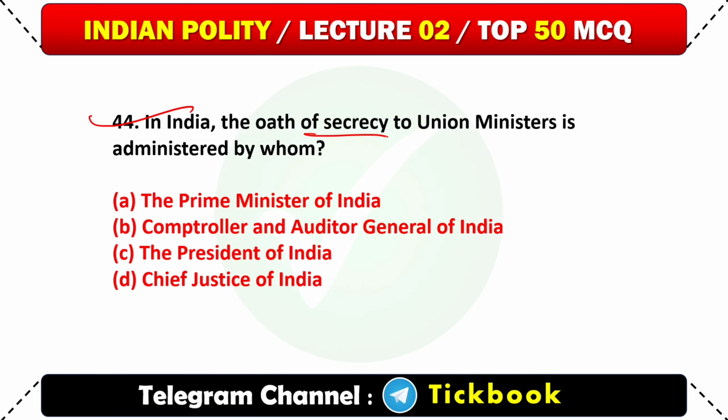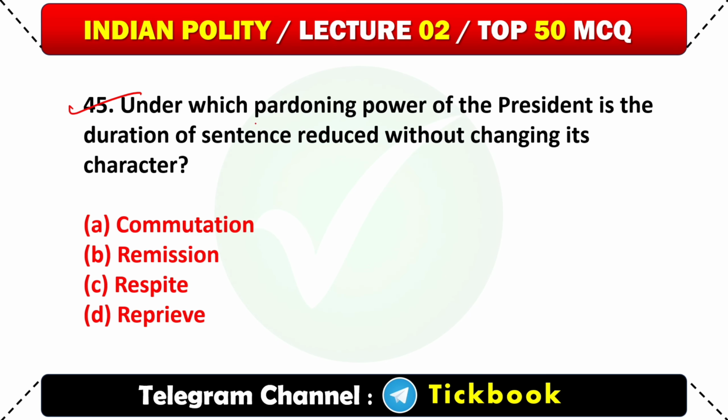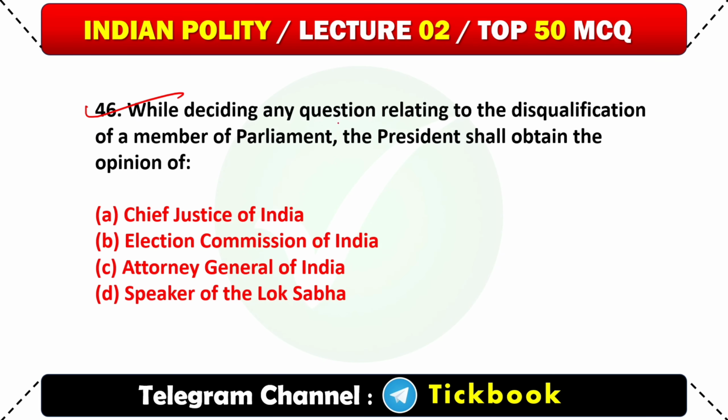44. In India, the oath of secrecy to union ministers is administered by whom? Option number C, the President of India. 45. Under which pardoning power of the President is the duration of sentence reduced without changing its character? Option number B, remission. 46. While deciding any questions relating to the disqualification of a member of Parliament, the President shall obtain the opinion of? Option number B, Election Commission of India.